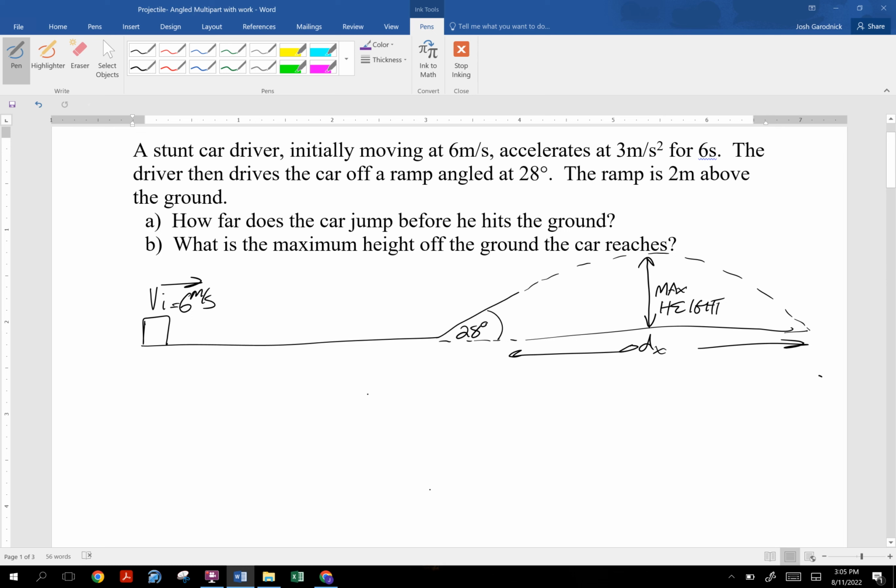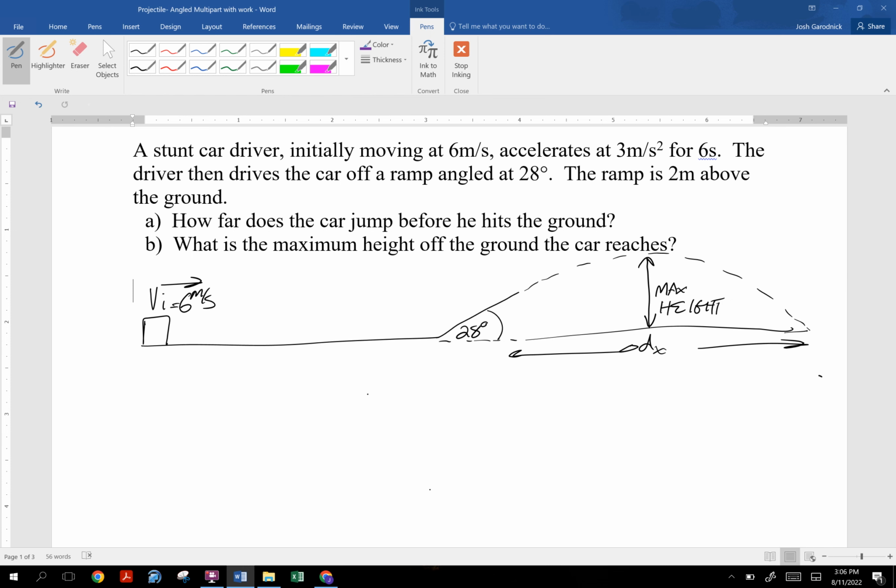Hello everyone. This video is intended to help you with multi-part angled projectile problems. We've done multi-part regular projectile problems in the past. This one just happens to be about angled projectile problems, and it also addresses maximum height, which at this point you should know what that means.